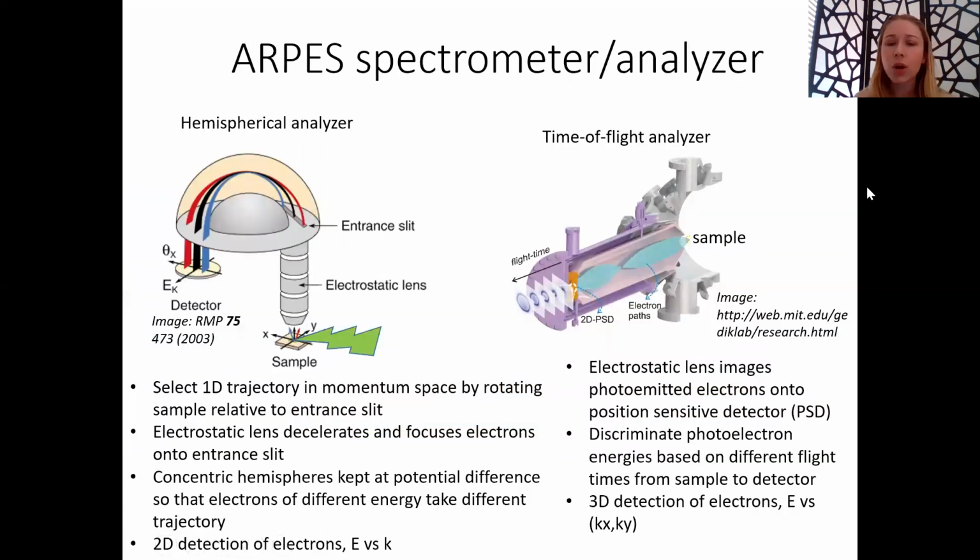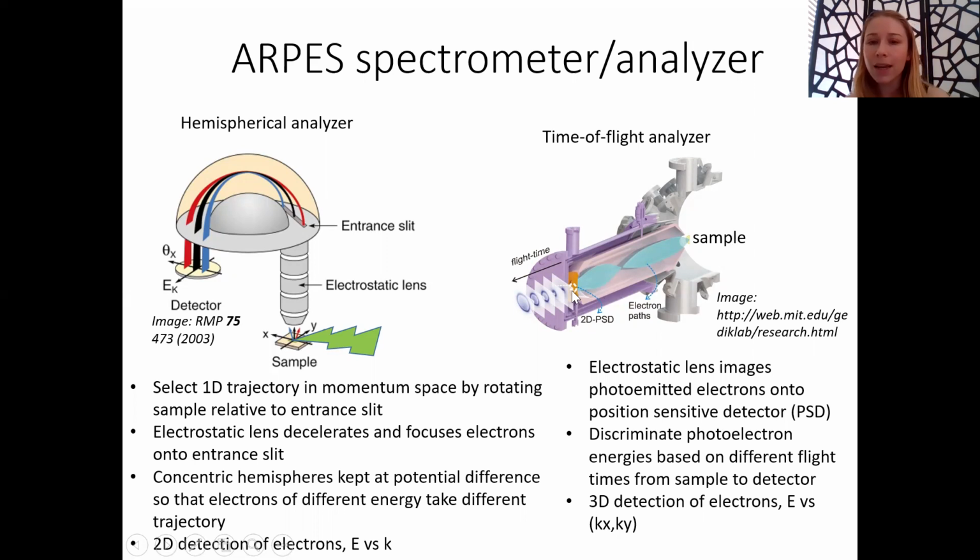All right. Moving on to the business end of an ARPES instrument, this is the ARPES spectrometer or analyzer. There are two general types of analyzers. There's a hemispherical, which is the one that is used in my lab, and it's also the one that's used in most synchrotrons around the world that have ARPES end stations. The other type is a time of flight analyzer, which is less common. For that reason, let me go through that one first.